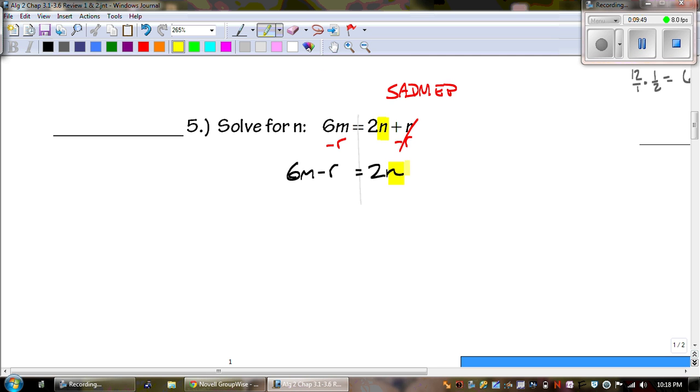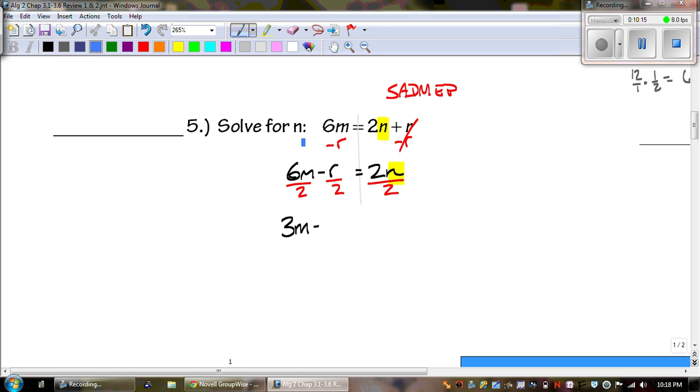Now, the n is not by itself yet. To get rid of the 2, I need to divide by 2. Now, in class, we talked about how we can divide everything by 2 if we can't simplify, but we can simplify things here. So 6 divided by 2 gives us 3m.